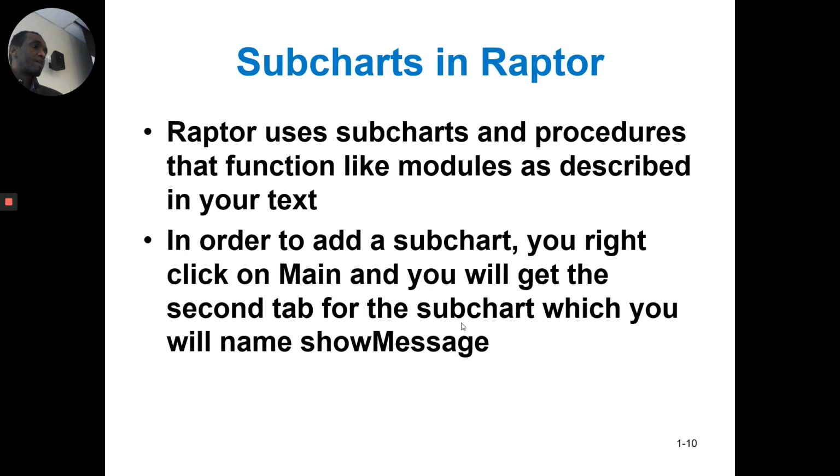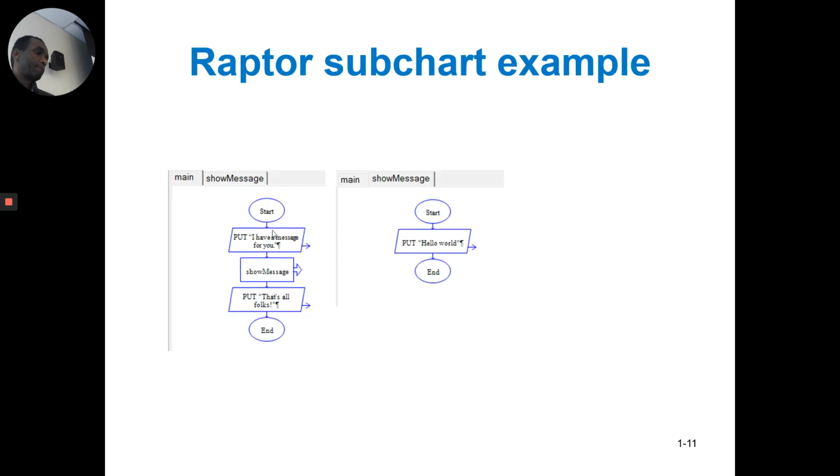And project 3 requires that you break your code down into parts like this. So Raptor uses subcharts and procedures that function like modules as described in your text. In order to add a subchart, you right-click on main, and you will get the second tab for the second subchart, which you will name show message. So here's an example of how it will look, and I'll show you an example. So here was the show message. Here's how it's called.